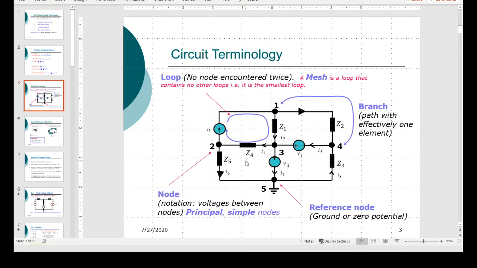Now, circuit terminology. I've got a network here with 3 sources and a number of elements which are labeled Z1, Z2. These are impedances. Now first, let's talk about mesh and a loop. What is the difference? What are they?